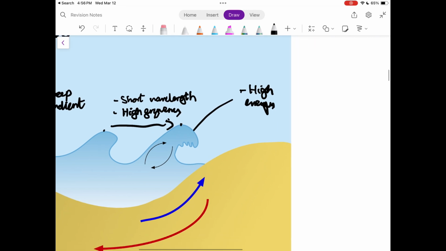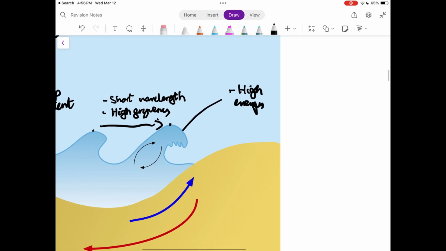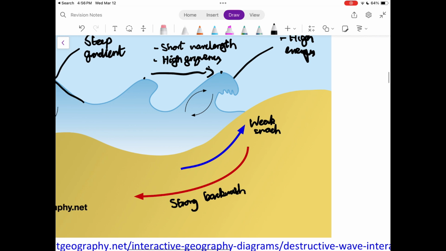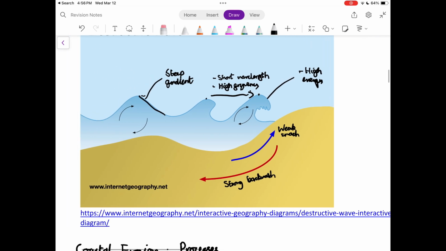And therefore, when it comes into contact with the beach, it causes a weak swash. However, there is a strong backwash, so strong backwash. And this then forms the basis of longshore drift, which we will look at in a bit.